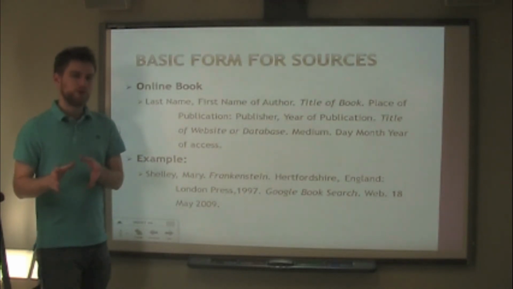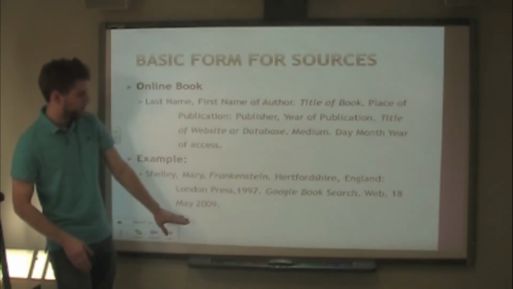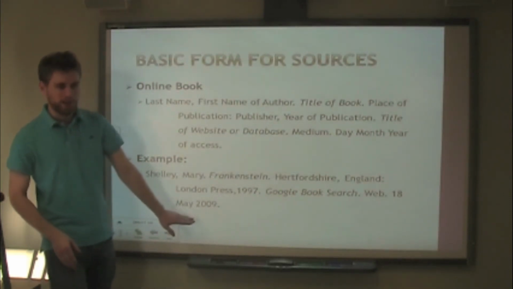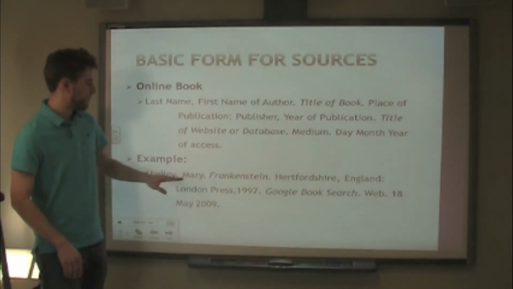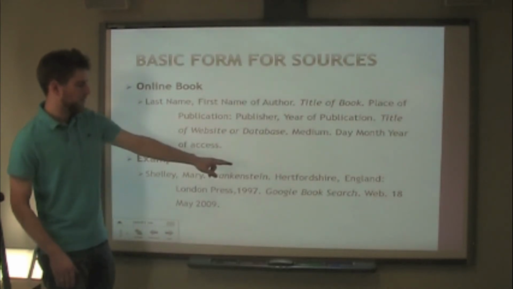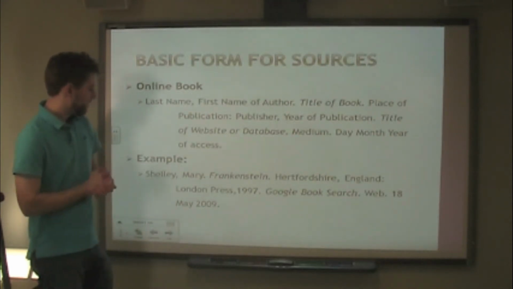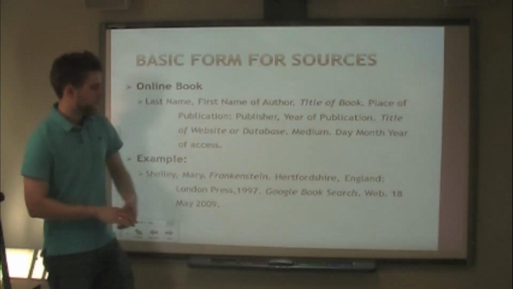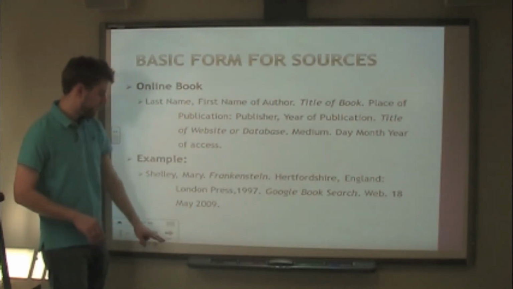whoever's reading your paper knows that you are going from the version, for example, the May 18th, 2009 version. So like we said, we have author's last name, first name, title of the work in italics, printed in Hertfordshire, England, by London Press in '97. You found it via Google Book Search on the web, and then you have the day of access.